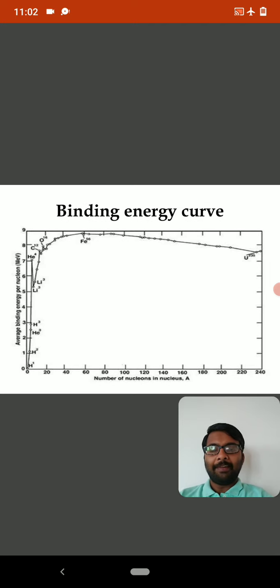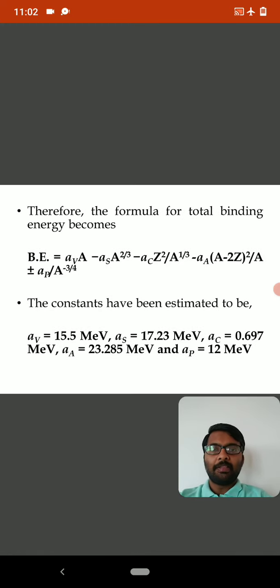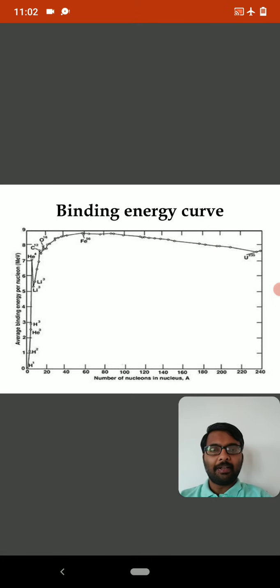Then if we plot the average binding energy, that is binding energy divided by mass number, against the number of nucleons or the mass number, this plot is known as the binding energy curve. As we discussed earlier, this average binding energy is maximum for iron 56 and it starts to decrease gradually as the mass number increases. So for iron 56 it is maximum, and as the mass number increases it starts to decrease. So this is about the semi-empirical mass formula, which is one of the important concepts used to calculate this binding energy.